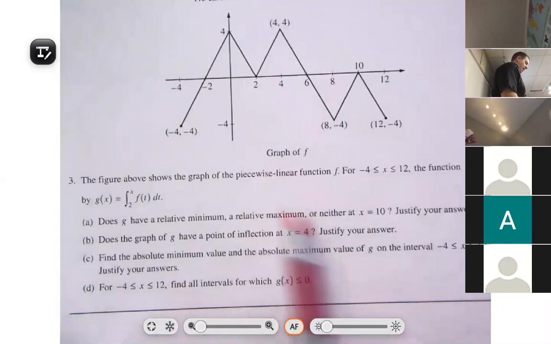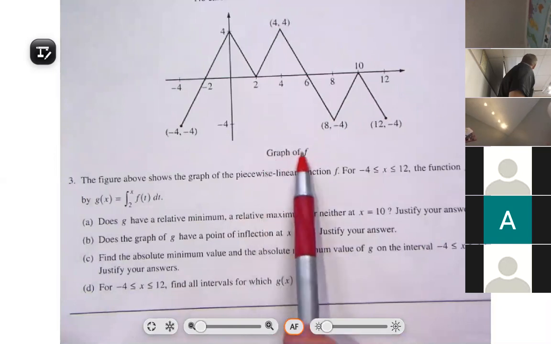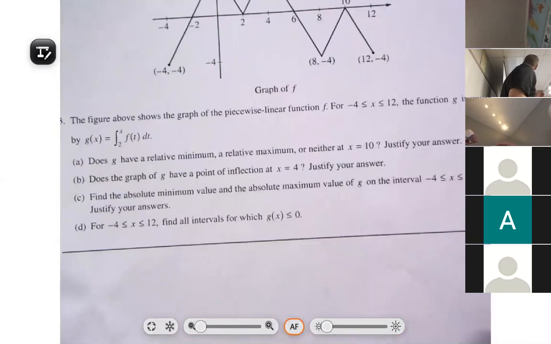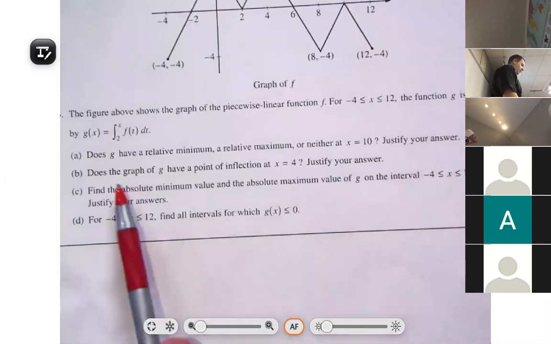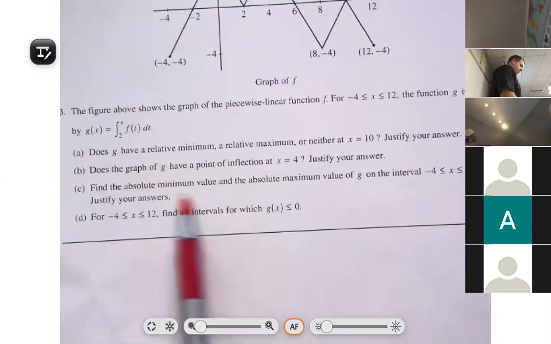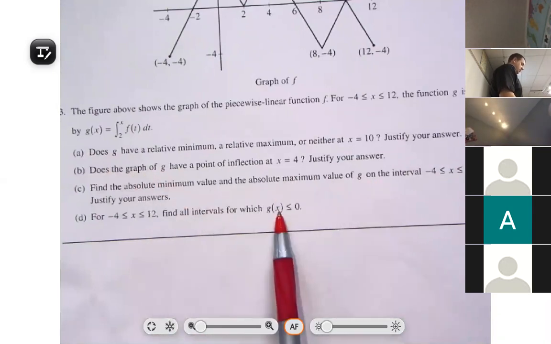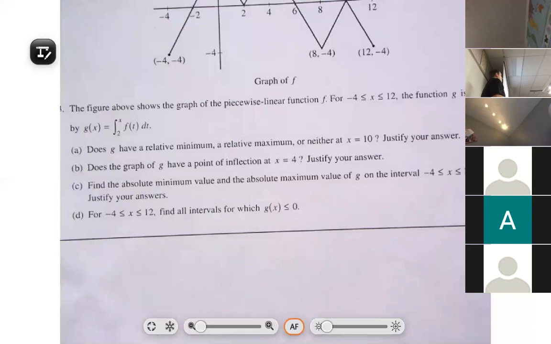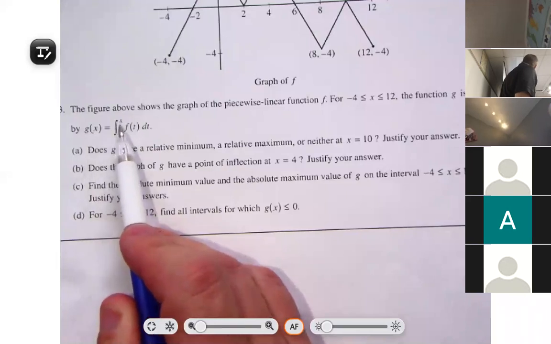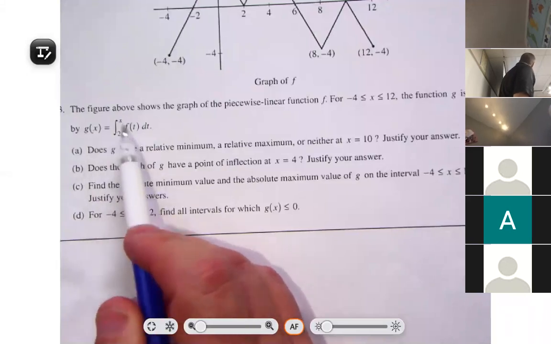They give a graph of f. So look at this. They give the graph of f. But then look at all the questions in the problem. All the questions revolve around g. Does the graph of g, absolute maximum value of g, all about g. And so look right here, they define g as the integral of f from 2 to x.